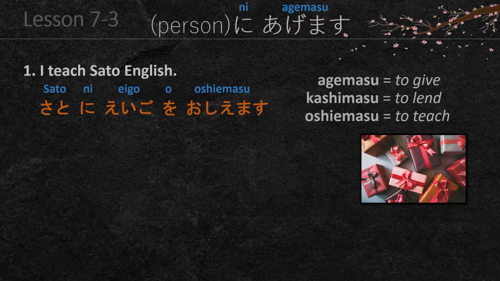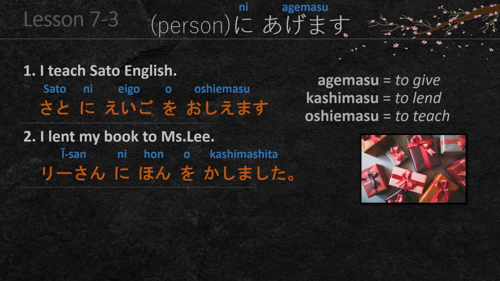Let's look at another example. I lent my book to Miss Lee. Ri-san ni hon o kashimashita. It's kashimashita, of course, because it's past tense, so we use mashita. And Ri-san is the person who's receiving the book, the person who the book was lent to. And hon is what was being lent, so it's hon o kashimashita. Ri-san ni hon o kashimashita.